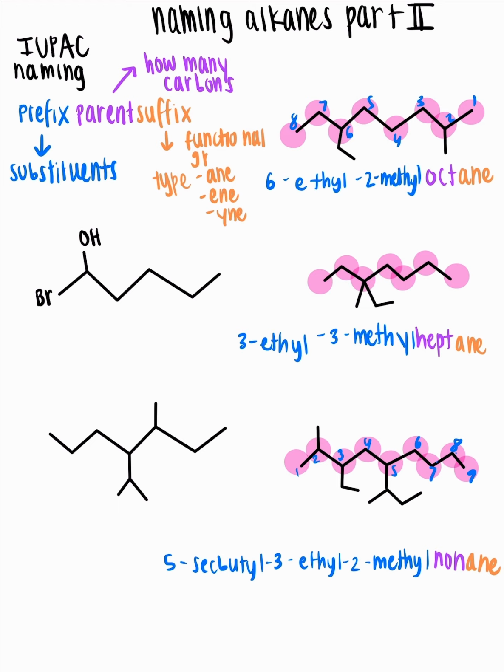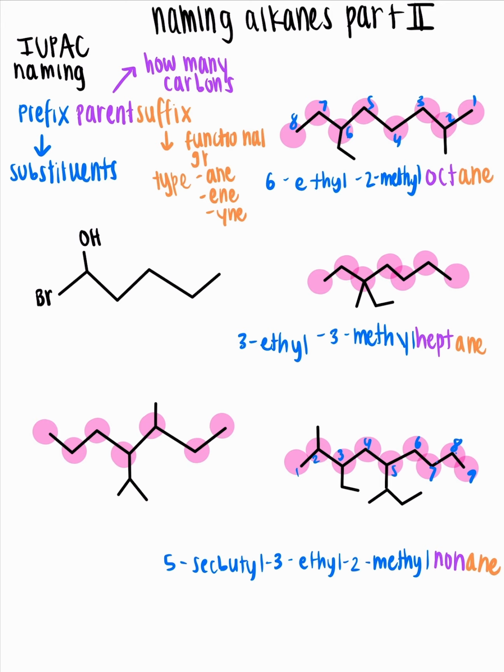So you can do 1, 2, 3, 4, 5, 6, 7. You can do 1, 2, 3, 4, 5, 6. So again, that's not going to work. 1, 2, 3, 4, 5, 6. That's again not going to work. So you know it's going to be 1, 2, 3, 4, 5, 6, 7. And again, you begin on this side because it gives you the lowest number of substituents.